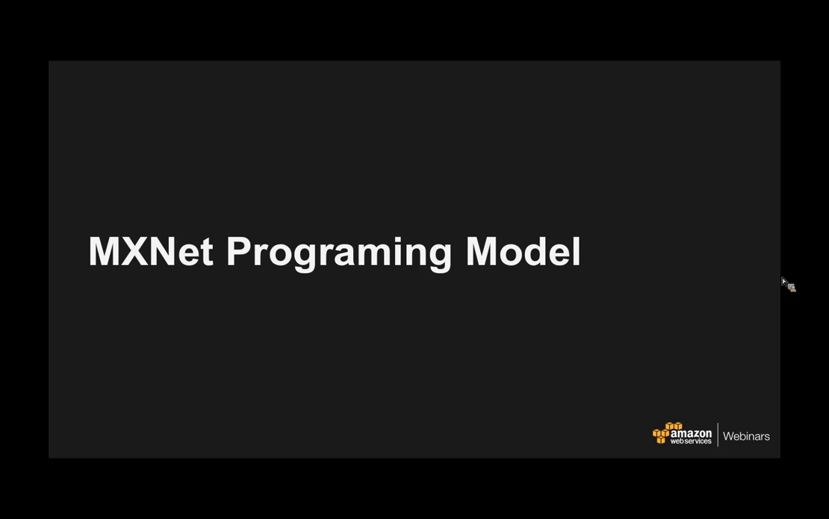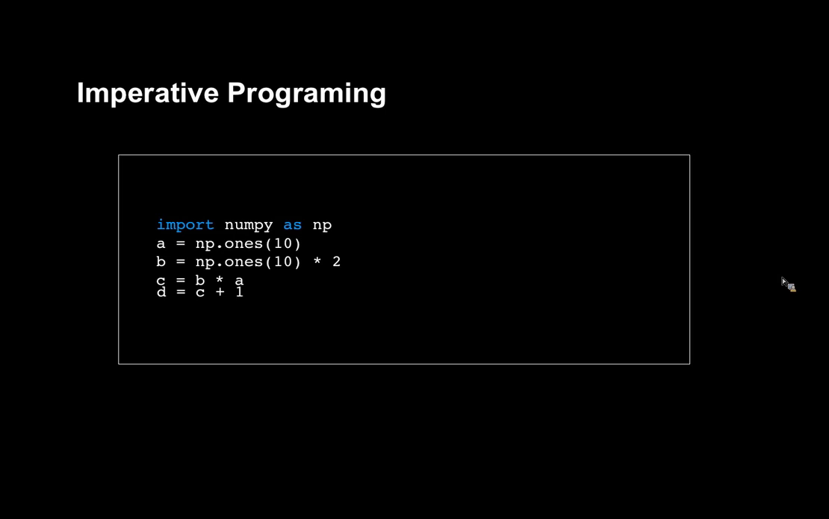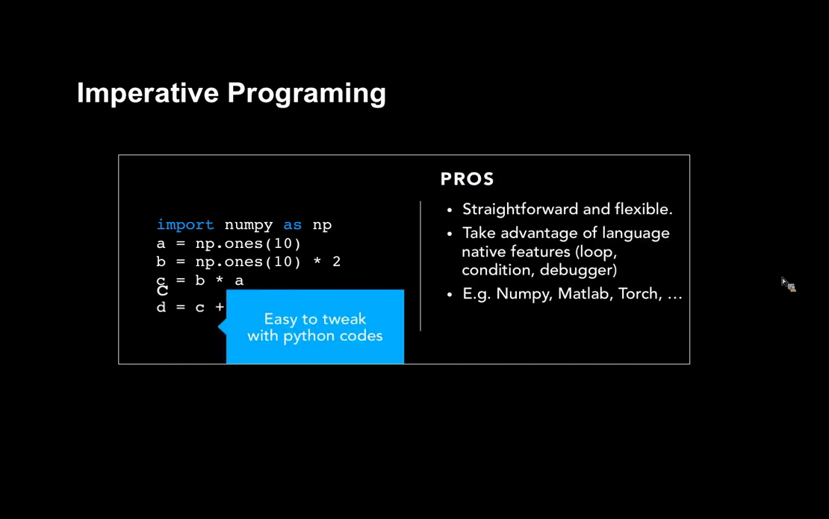Now let's dig a little into the programming model that MXNet has to offer. If we look at imperative programming, say in Python, where things get evaluated immediately. So as you say, a equal to np.ones of 10, it is actually evaluated right there. So it's straightforward, it's flexible. We can actually write loops and conditions. It's just like programming languages that we're really used to.